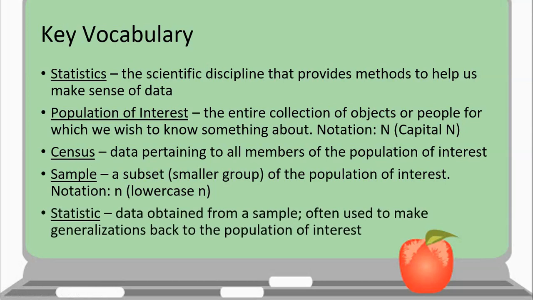A statistic is data obtained from a sample, often used to make generalizations back to the population of interest. And what you're going to find is, particularly later in the course, chapters 8, 9, and 10, is where we really start to generalize back to the population of interest. It's like, what do we do if we've gone out and collected a bunch of data? What are we going to do with that data so that we can really get to know something about this particular group of people or things that we're interested in knowing about?